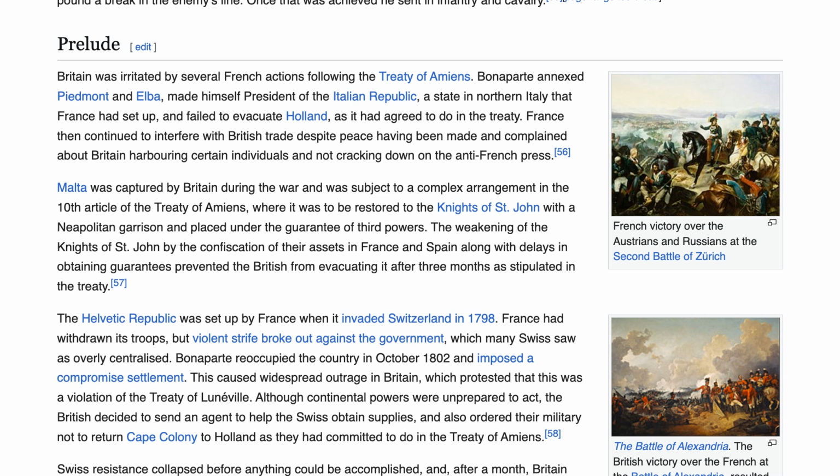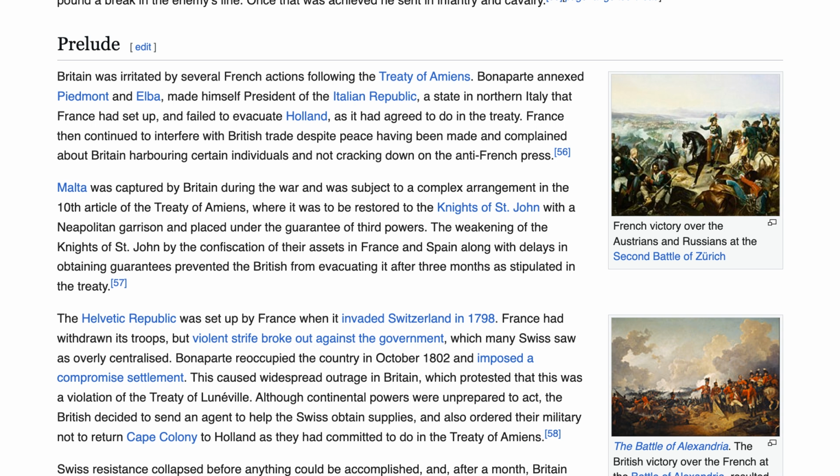John, by the confiscation of their assets in France and Spain, along with delays in obtaining guarantees, prevented the British from evacuating it after 3 months as stipulated in the treaty. The Helvetic Republic was set up by France when it invaded Switzerland in 1798. France had withdrawn its troops, but violent strife broke out against the government, which many Swiss saw as overly centralized. Bonaparte reoccupied the country in October 1802 and imposed a compromise settlement.